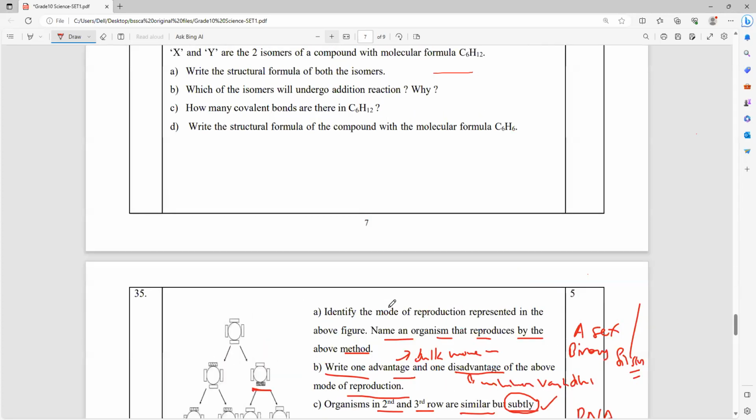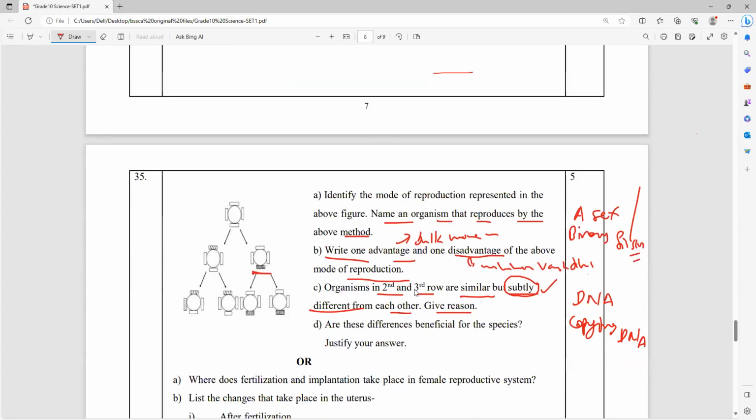I have taught you, or not, everybody. So in DNA copying there is a slight error. An exact copy of DNA won't take place. There will be a small variation. That variation only leads to the difference in the second row and the third row. So that is what you have to remember.